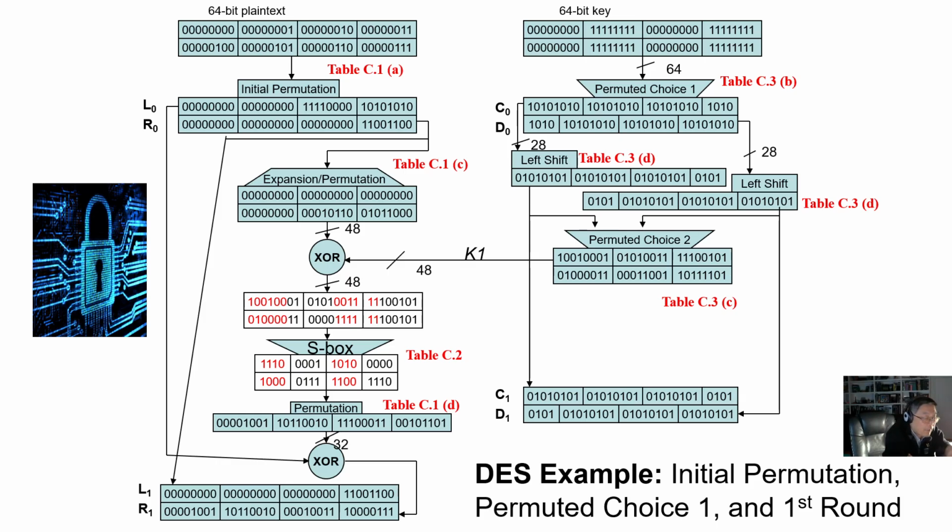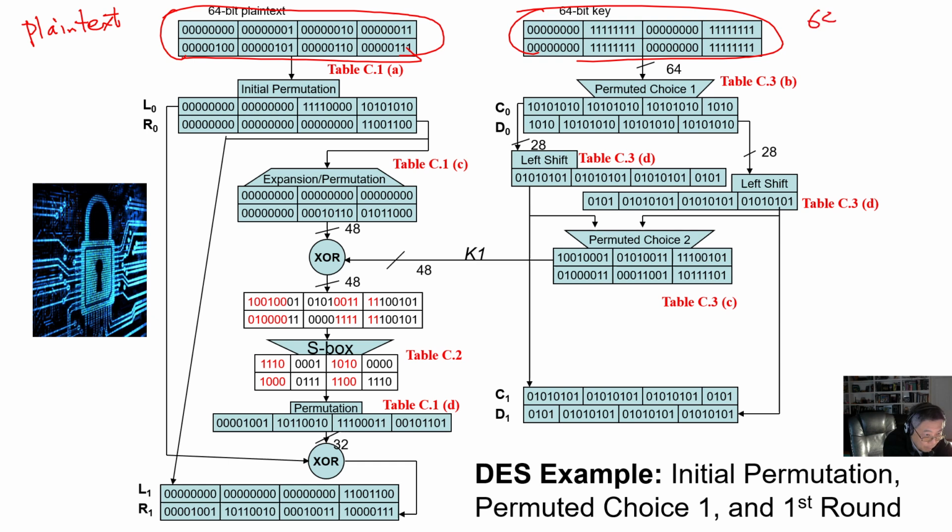Okay, now here's the brief summary. On the top left, this is the plaintext, which is 64 bits. And on the top right, that's the 64-bit key. Now, after the initial permutation, the 64-bit plaintext becomes a 64-bit output. The left side is called L0, and the right side is called R0, which is the input for round 1, the first round.